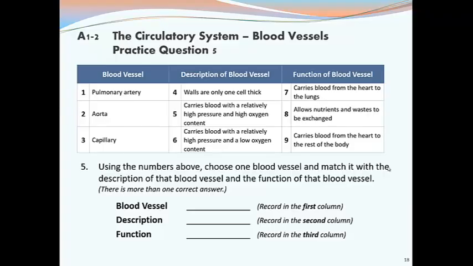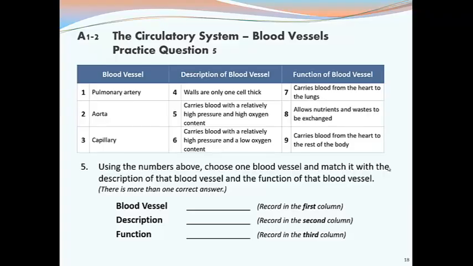All right, welcome back. Hopefully questions 5 and 6, based on our discussion in this video so far, helped you to be successful. Now question 5 is a question that we can expand three different ways, because as you can see, the structure of this question has us pick one blood vessel. Then from that blood vessel, we have to pick a description of it and then explain the function.